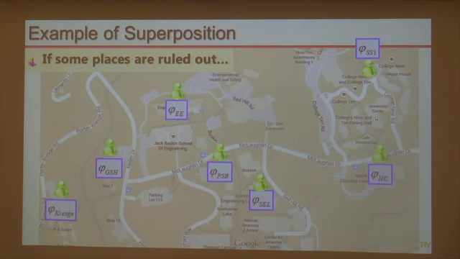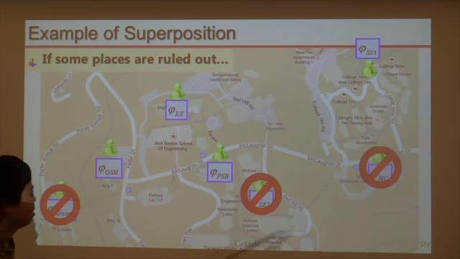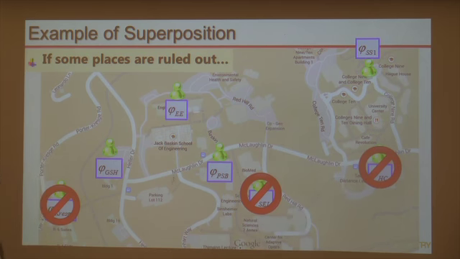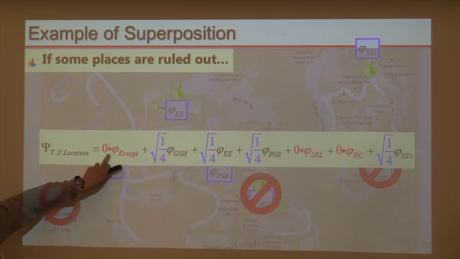But if some places are ruled out, so let's say, because I'm a graduate student, you cannot find me in Crown College, which is an undergraduate college. Ruled out. And I have my own office, so I don't need to work in the library. So ruled out. And I'm quite healthy, I never go to the health center, so the health center is ruled out. So we have 3 positions ruled out. Then that corresponds to the probability of finding me there being 0.